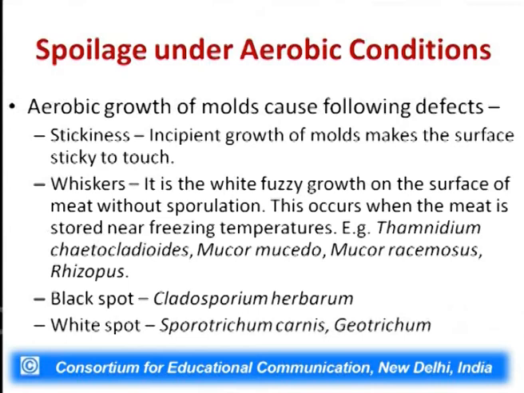Then when mold grows on the surface of meat, according to the type of spores or sporulation, it may also produce discolorations. One such discoloration is the production of black spot. Black spots are produced by the growth of Cladosporium herbarum, and white spots are produced by the growth of molds Sporotrichum carnis and Geotrichum.